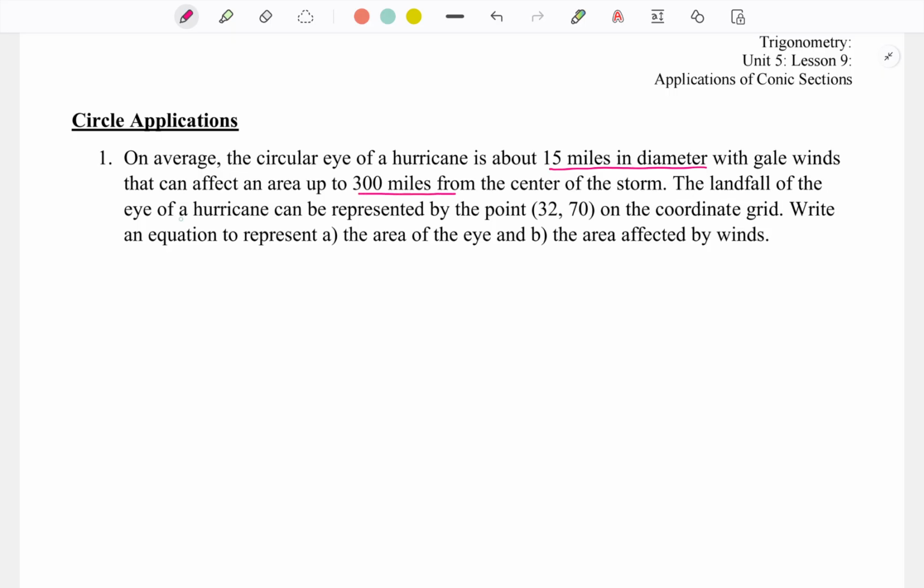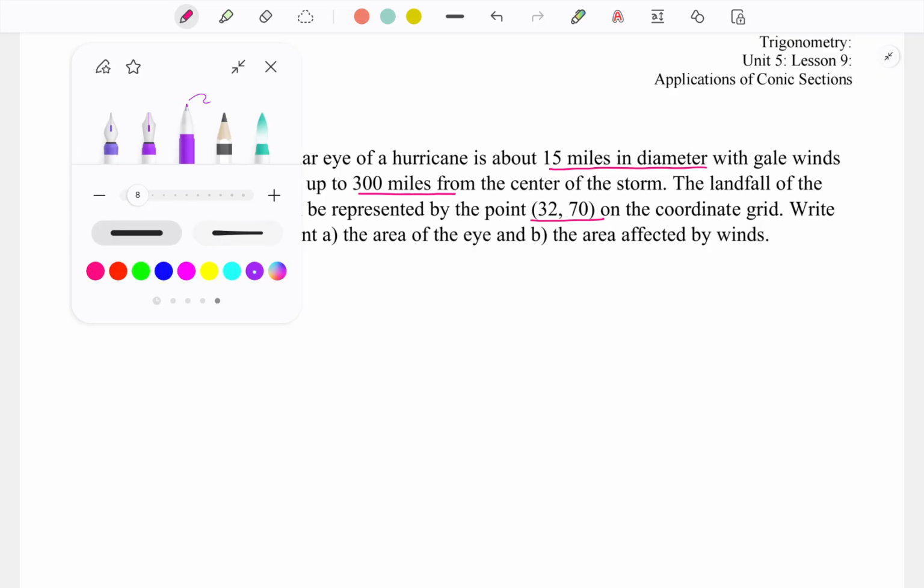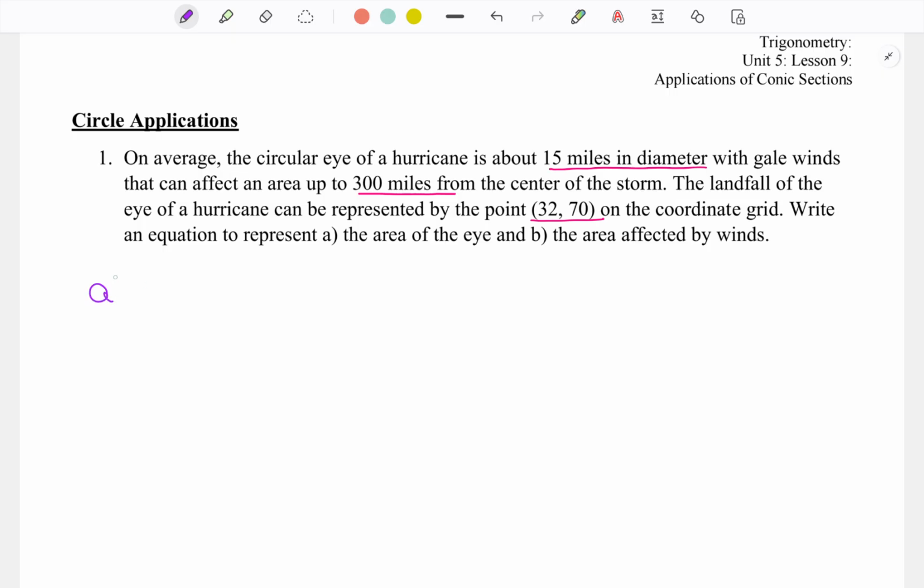So the landfall of the eye of a hurricane can be represented by the point (32, 70) on the coordinate grid. So we need to write an equation to represent A, the area of the eye, and then B, the area affected by the winds. So first, we are going to look at that coordinate for landfall as our center.